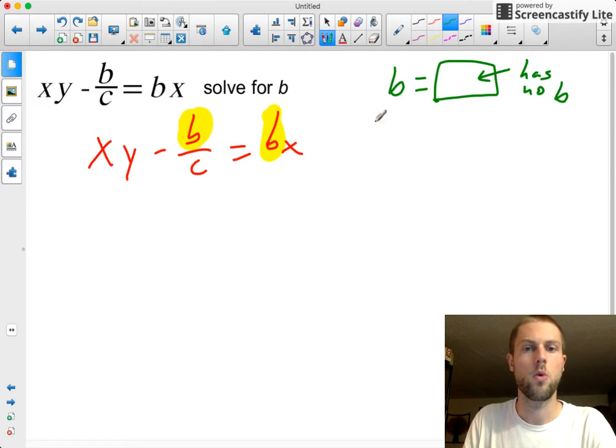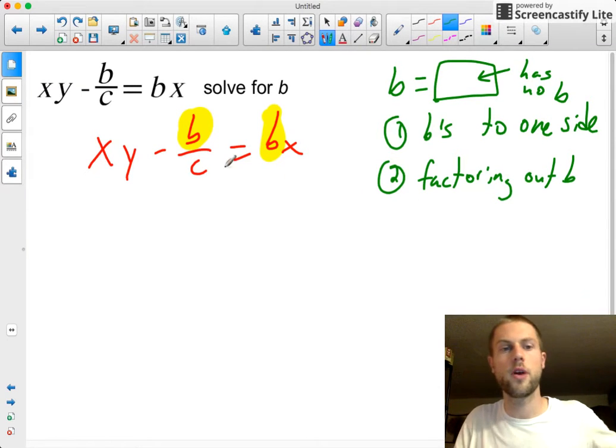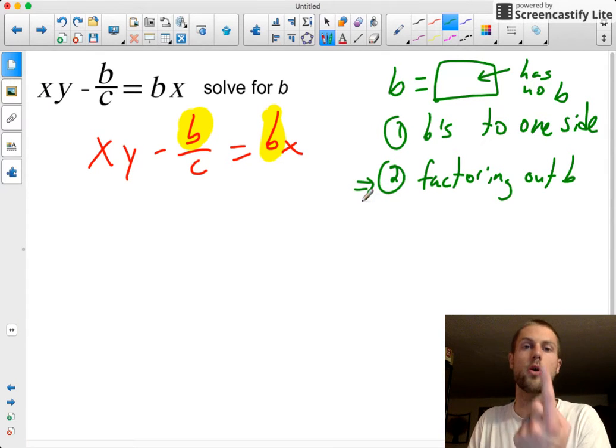So let's get started on this one. As far as a process, we want to get all the b's to one side, and then we're going to end up factoring out a b. And in general, whenever you have more than one of the variable that you want to solve for, you're going to have to be doing some sort of factoring so you can just boil it down to one variable.